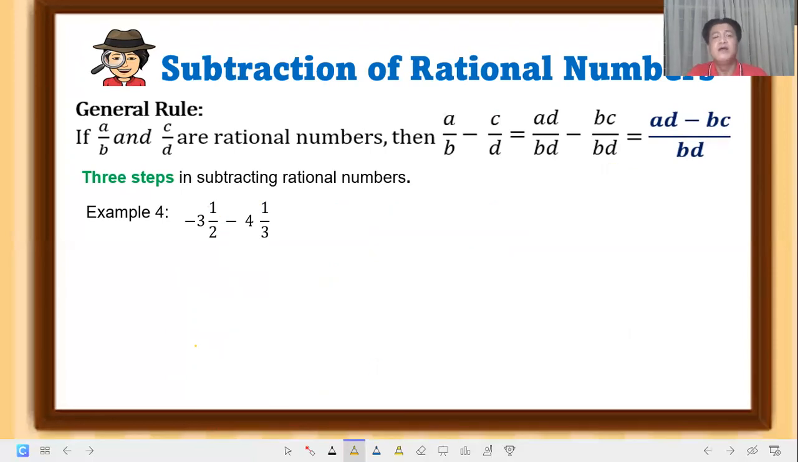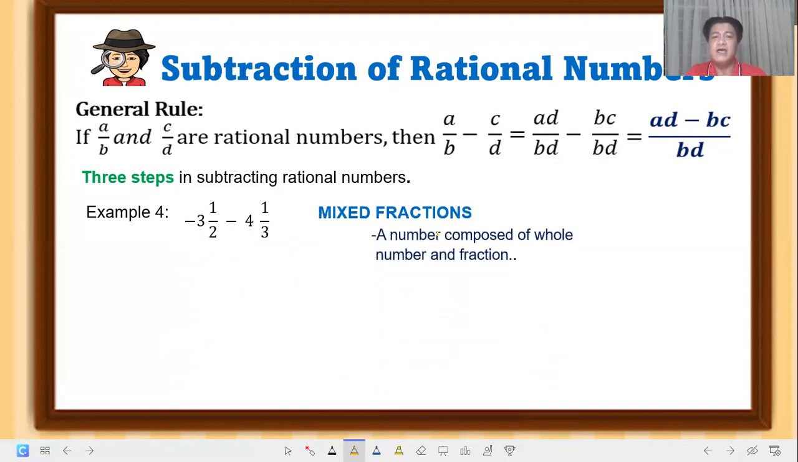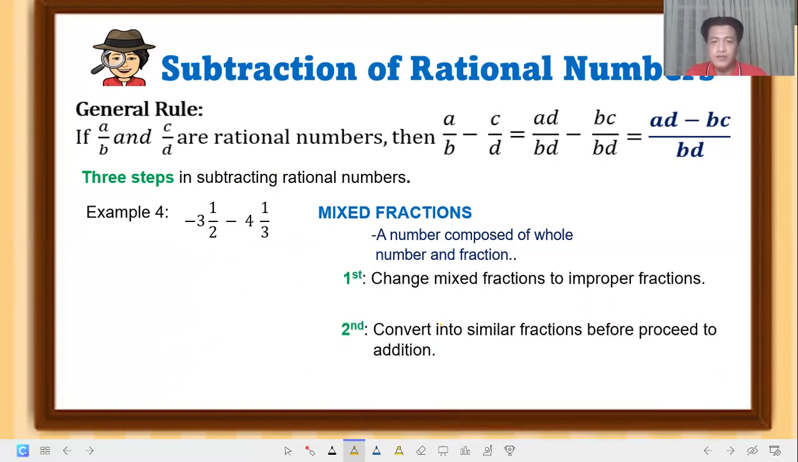Let's proceed to example number 4. I have here negative 3 and 1/2 minus 4 and 1/3. Okay, di ba, identify muna natin kung anong uri ng fraction to. This is a mixed fraction, meaning to say, composed of a whole number and a fraction. Okay, step number 1, change first to improper fraction. Then step 2, convert natin to similar fraction before we proceed. And last one, simplify if needed.